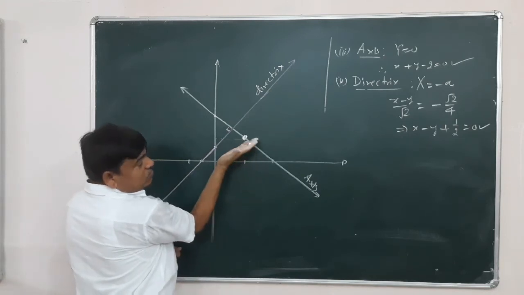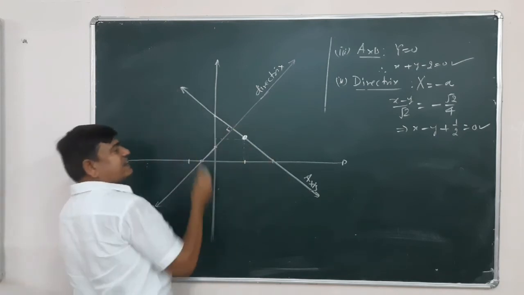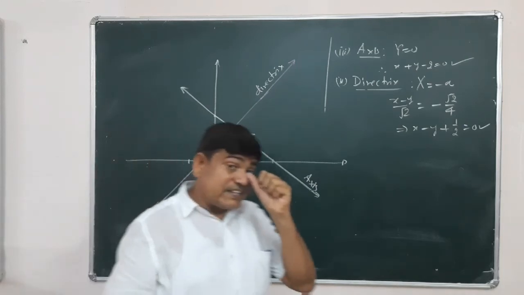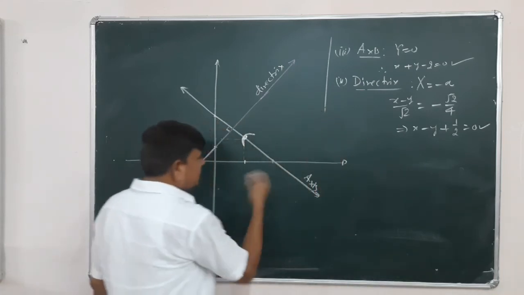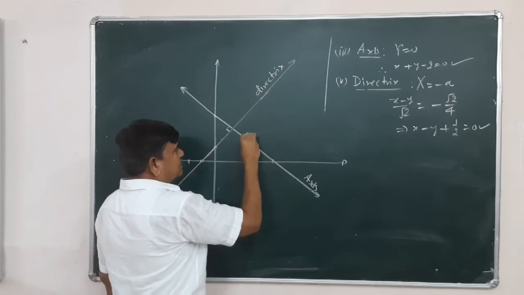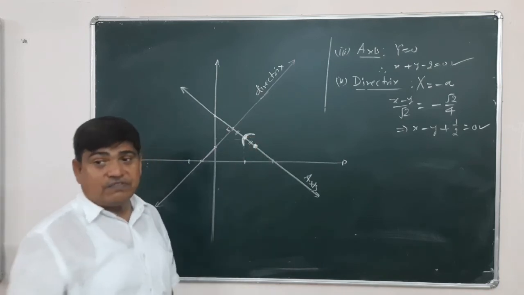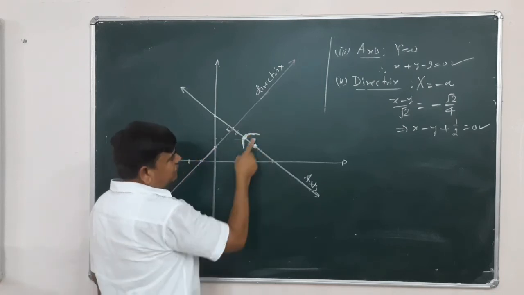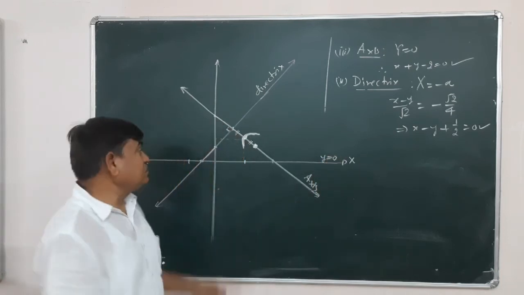This is the vertex. A parabola always opens towards the focus, not towards the directrix, so it will be like this. If you remember, the x coordinate of the focus was 5 by 4, which means 1 plus something. The distance from the vertex to the focus and the distance from the vertex to the directrix must be equal. Now the parabola will turn like this, so 100% it will intersect the x-axis, that means y equals 0. So it is better to find these two points.